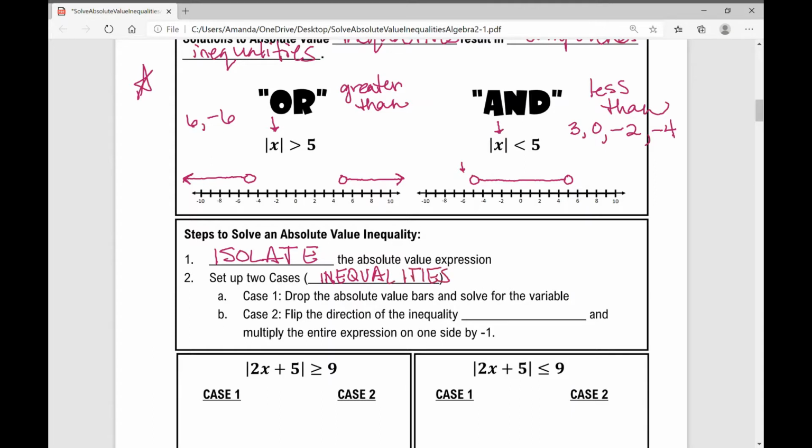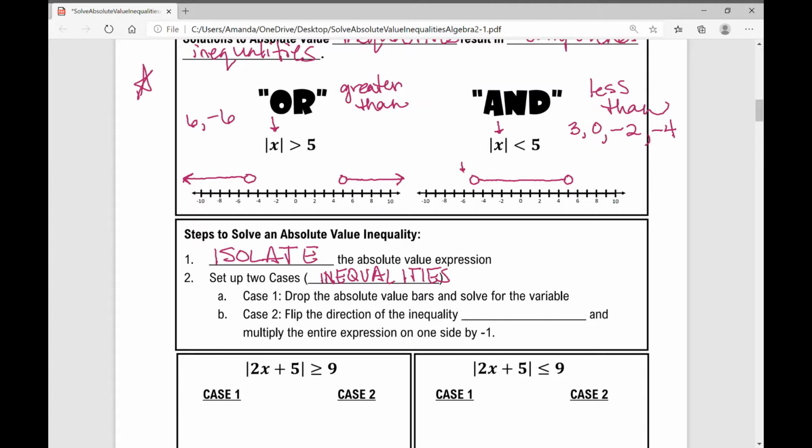Yesterday, with equations, on one side of the equal sign, you multiplied every term by -1. If you have one number on one side of the equal sign, you just made it negative.